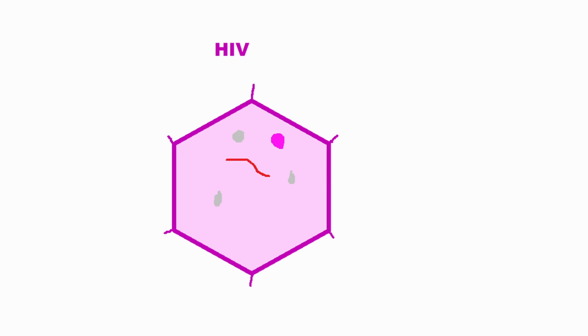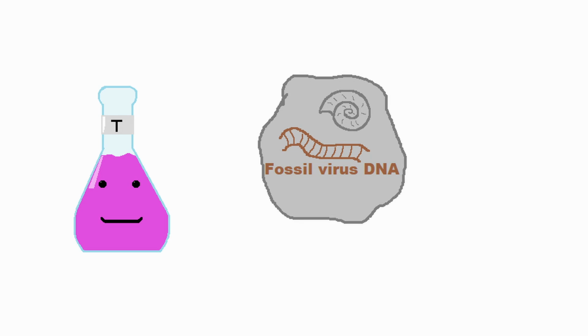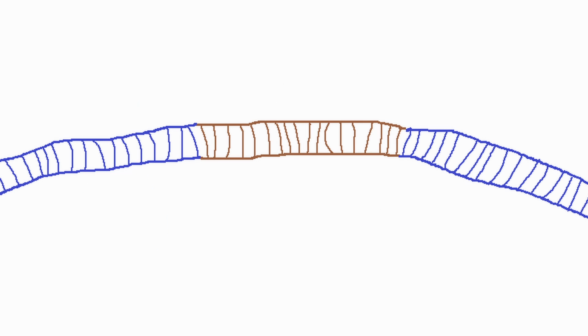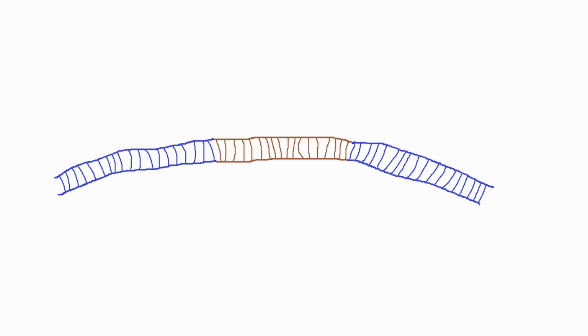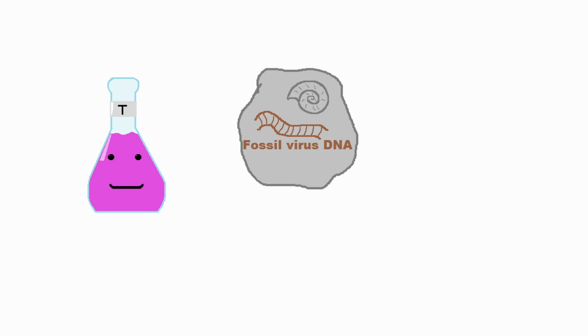One virus that, quote-unquote, reproduces like this is HIV, but something slightly more interesting is the fact that your DNA has fossil virus DNA in it. It has lost the ability to leave the cell and is mostly dormant, but a small part of it can still multiply and change your genome.